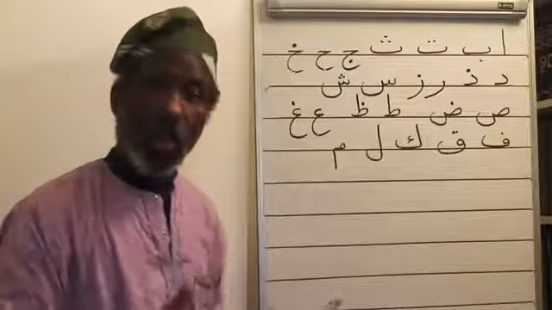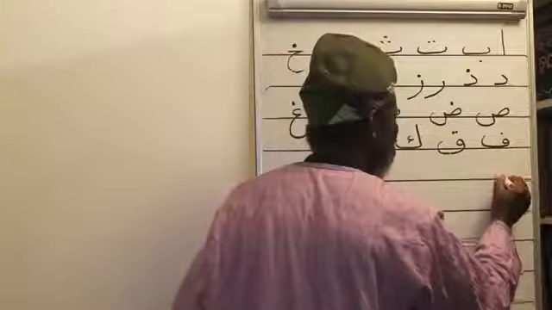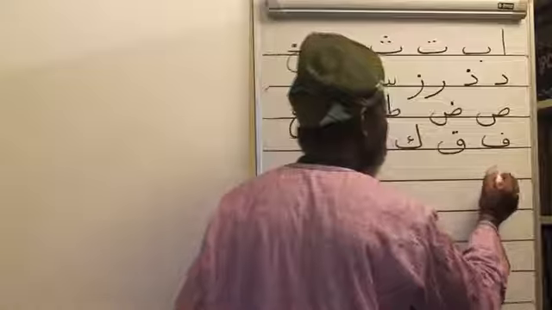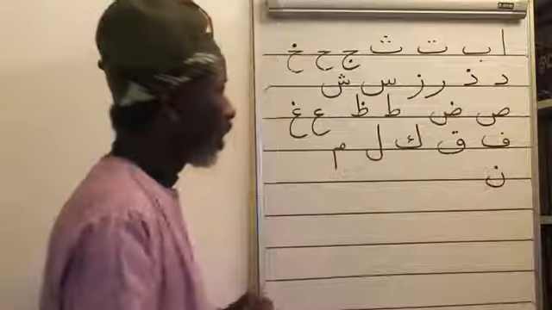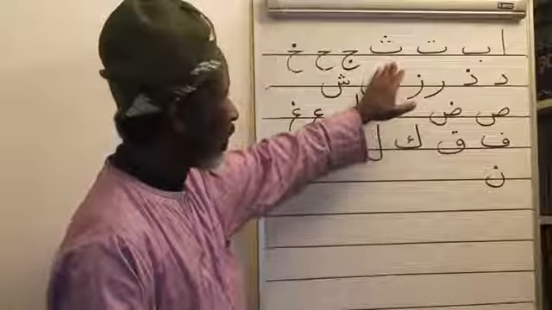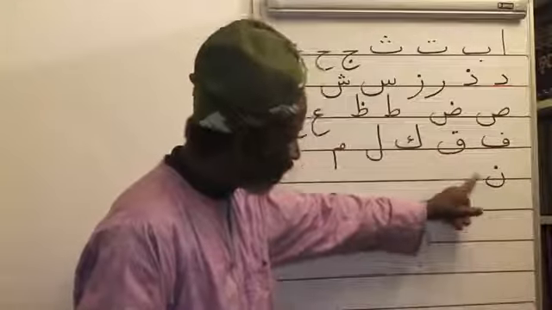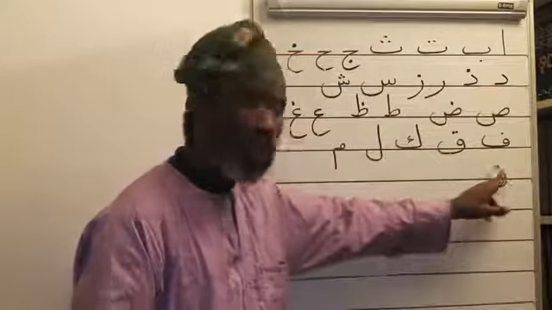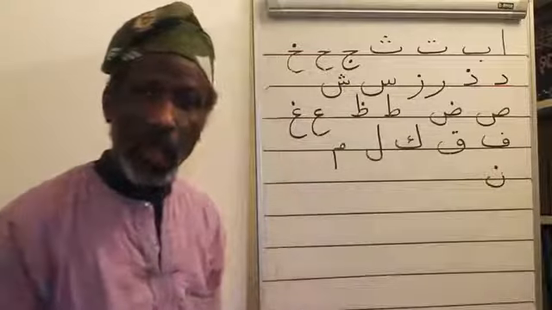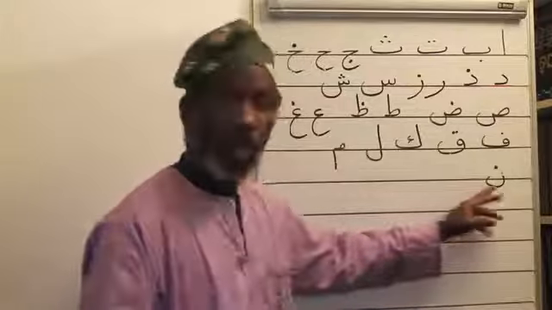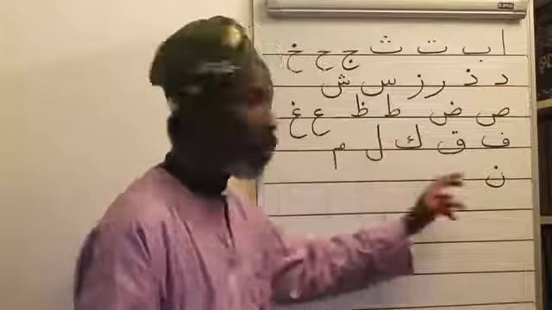Next is noon. One also in the family. Noon. One dot there. It's not like the ba family because it's deeper and has a dot there. So noon, like N-O-O-N. So lam, meem, noon.